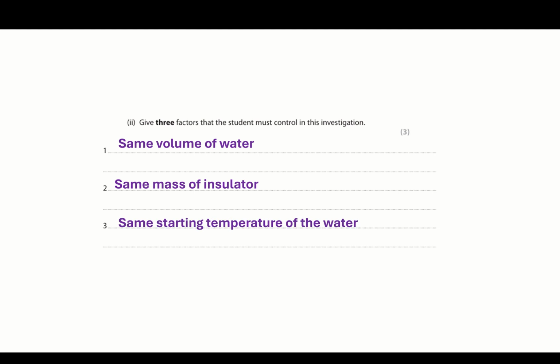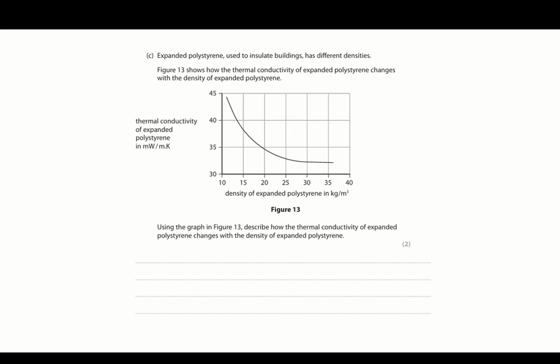Give 3 factors the student must control in this investigation. Same volume of water, same mass of insulator packed around each of the cans, same starting temperature of water are the really obvious ones. So those 3, but also the same temperature interval to measure. So you're going to measure every minute until they reach room temperature.